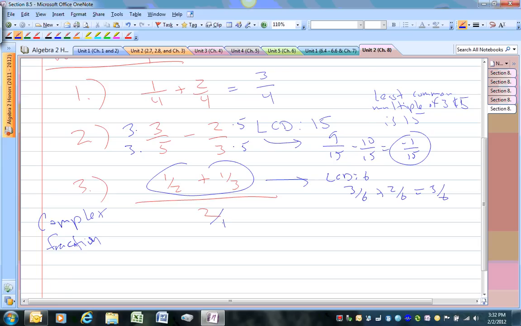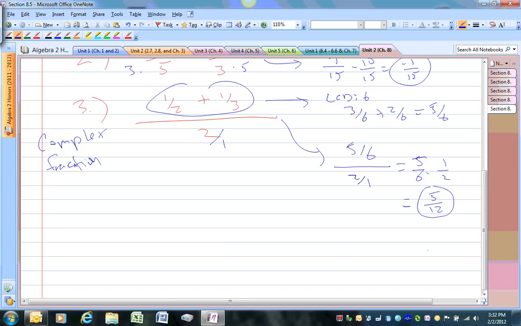And the bottom, whenever you have a whole number or an integer, always assume it's being divided by 1. So now I've got 5/6 divided by 2/1, which will be 5/6 times 1/2, which will be 5/12. So that's kind of a little warm-up. Now let's actually do the examples for today.